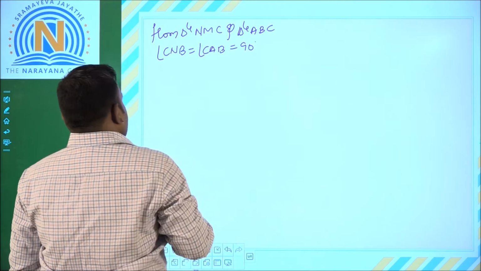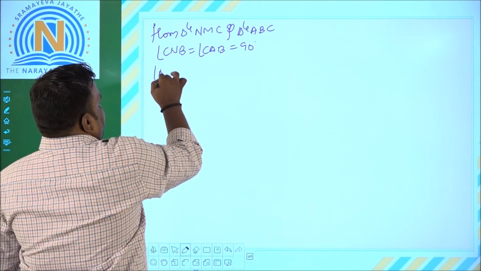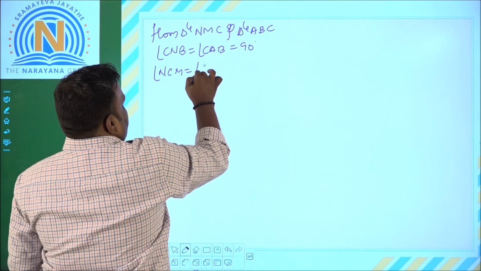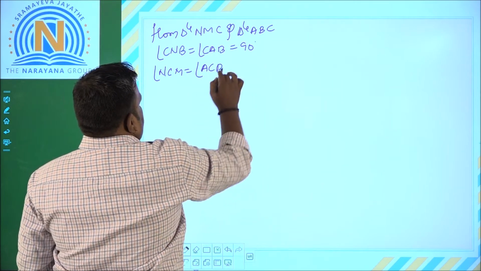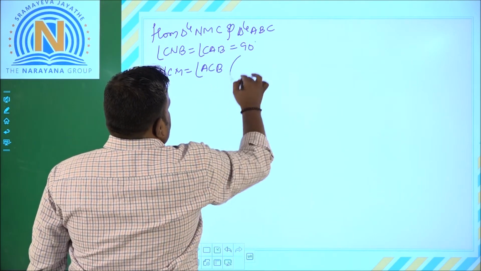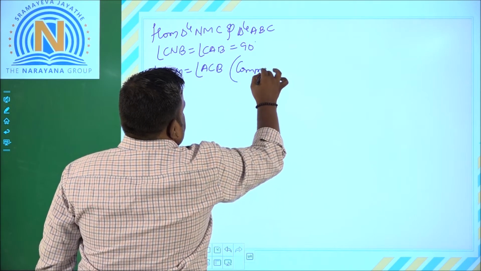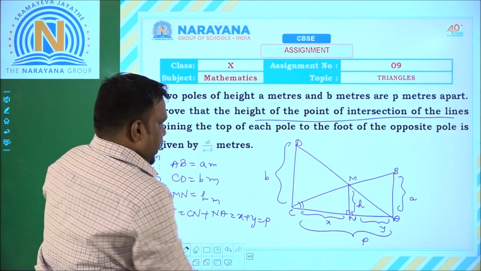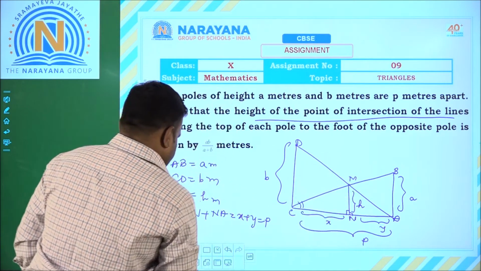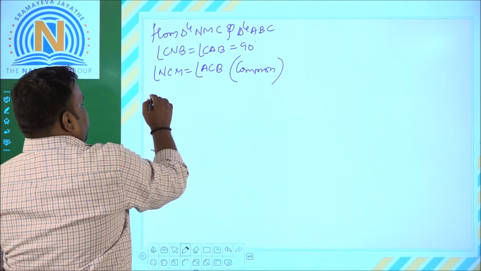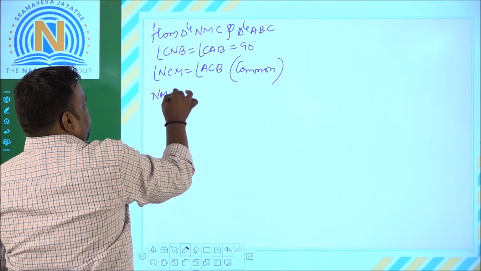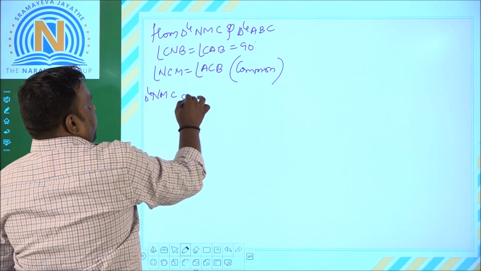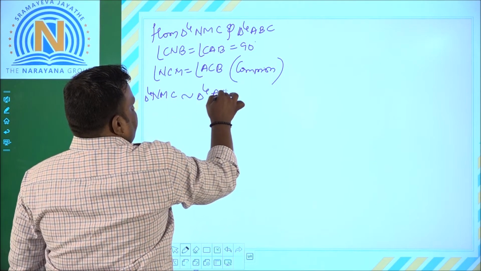That is the first thing that is common. And next, angle NCM is equal to angle ACB. Here it is a common angle. So according to AA similarity criteria, we can tell that triangle NMC is similar to triangle ABC.